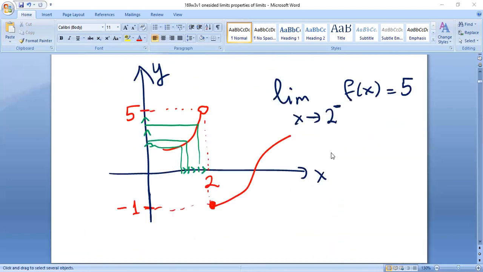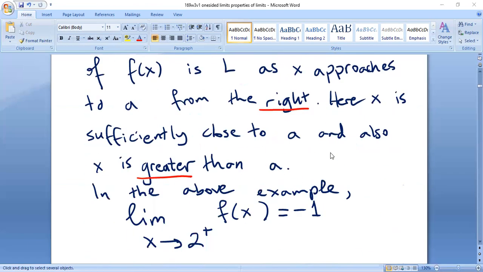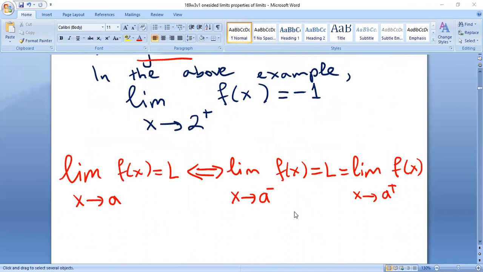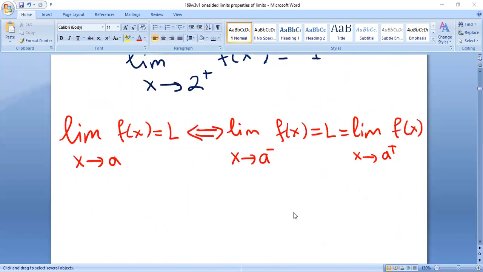So let's look at the graph again. When we approach 2 from the right, as you see, the output values are approaching minus 1. So the right-hand limit of this function as x goes to 2 is minus 1. Okay? So in general, if the left-hand and the right-hand limits are equal to the same number, then we say the limit exists.